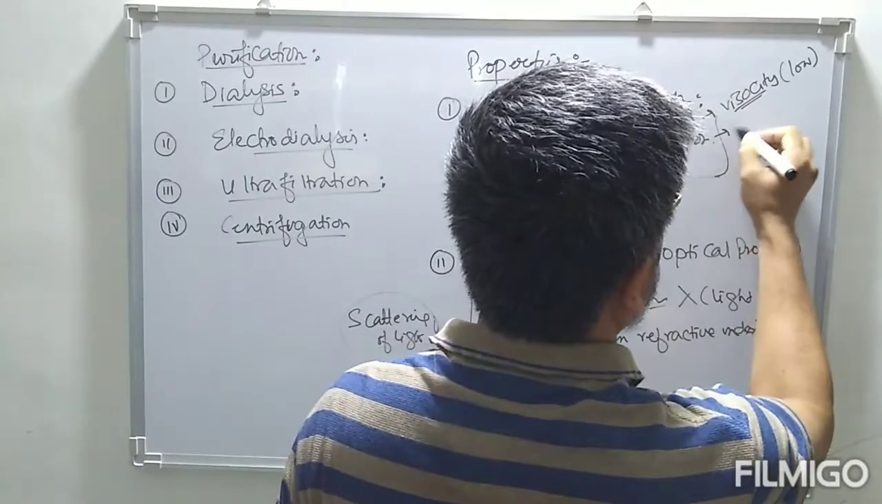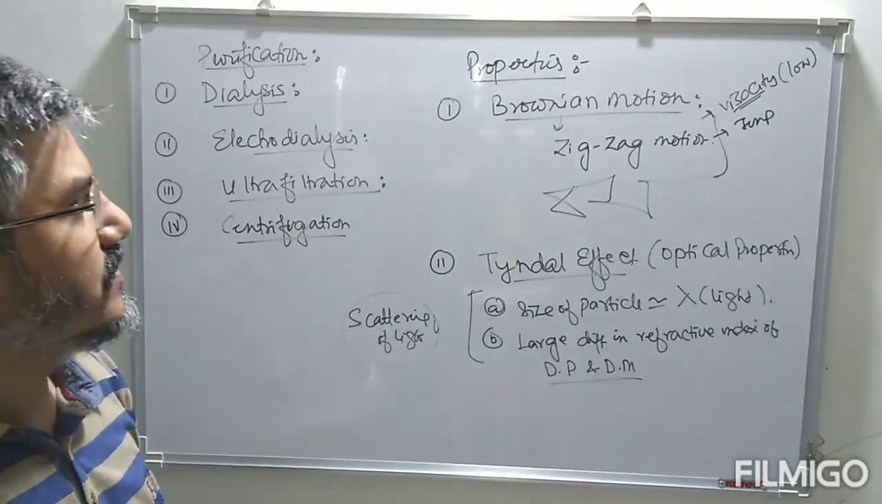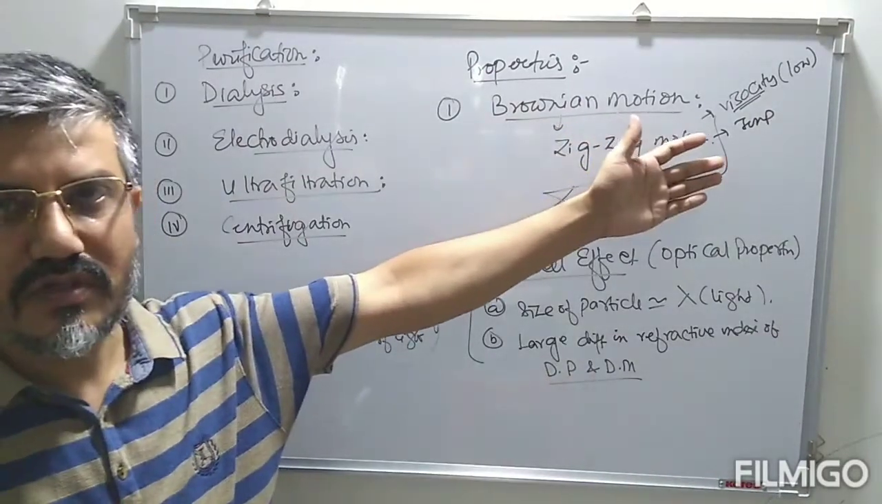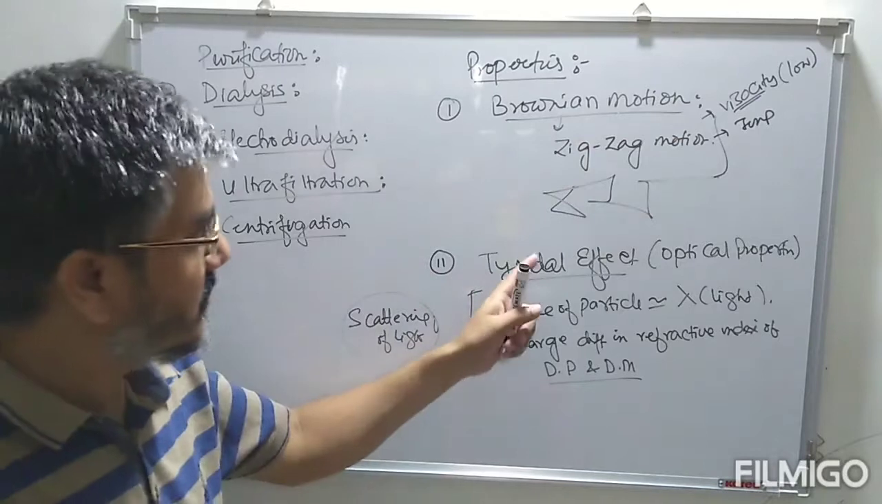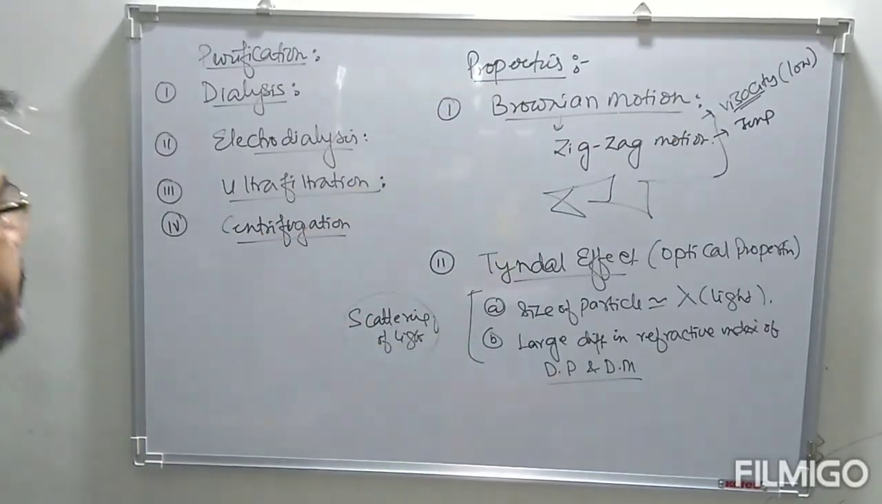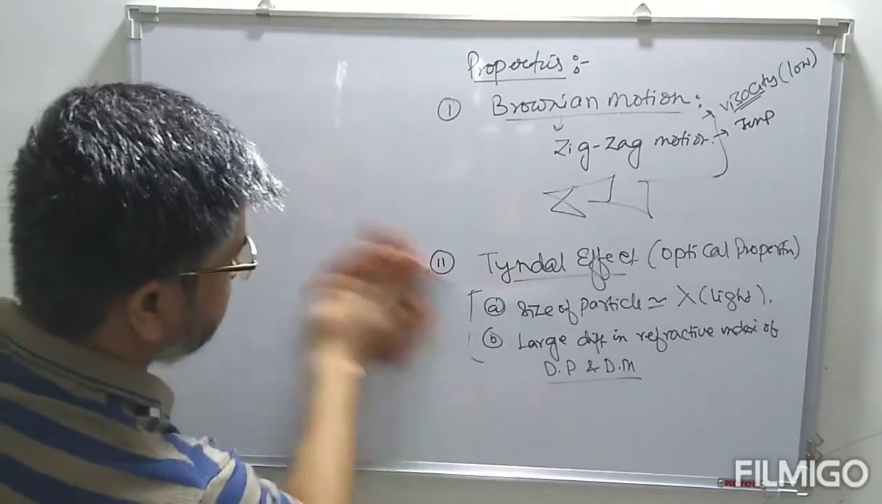Second, temperature. If temperature is increased, this irregular zigzag motion will also increase. So this is Brownian motion. This is Tyndall effect. Then we have electrical properties.